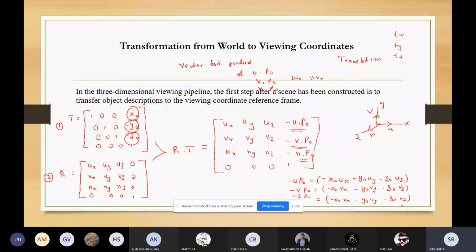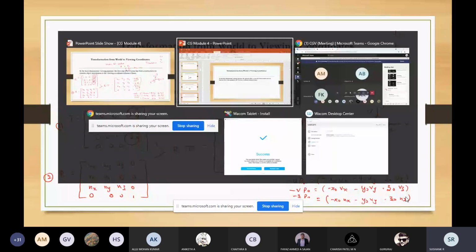We can use these matrices for transforming the world coordinate references to the viewing coordinate references. So this is how it is derived. These are the steps involved in the transformation from the world coordinate system to the viewing coordinate system. So any doubts here? Any doubts?